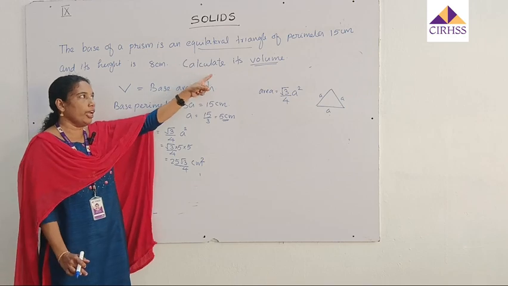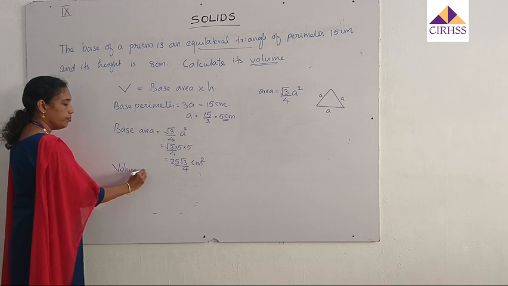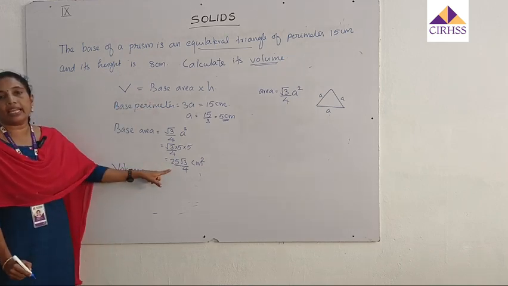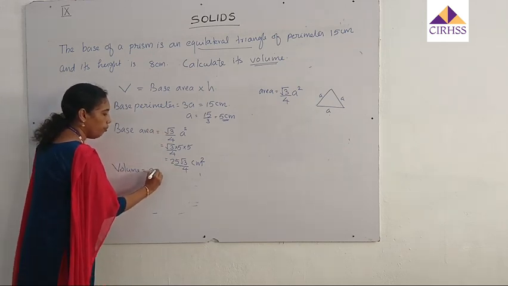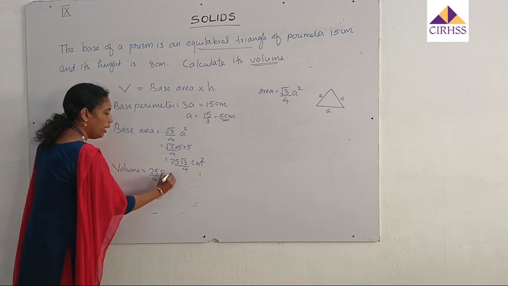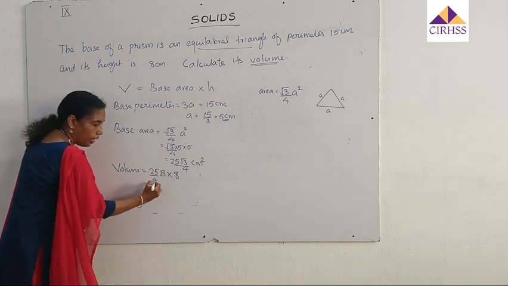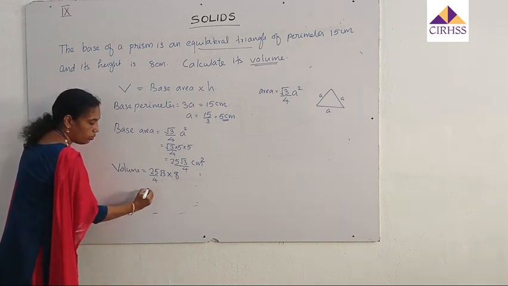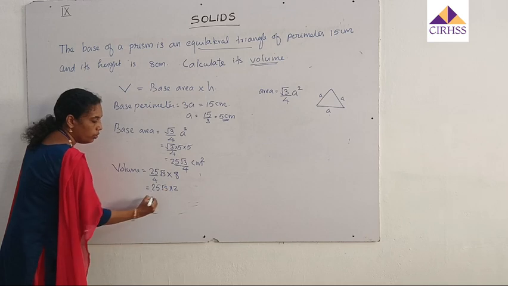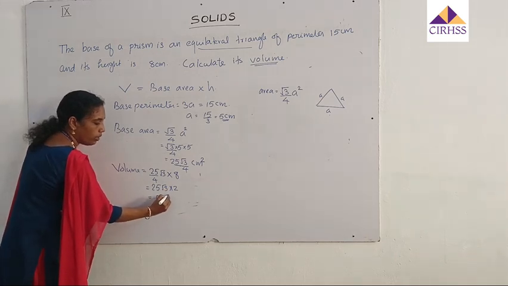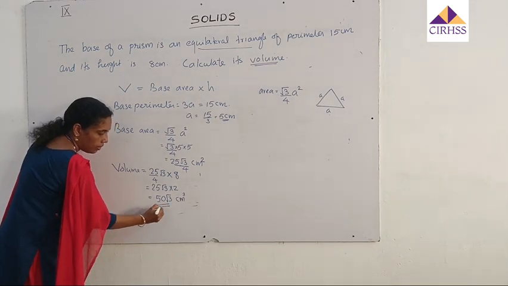Then next we can calculate volume. Volume is equal to base area. What is base area? How much is base area? Yes, we substitute base area as 25 root 3 by 4 into height is 8 centimeter. Therefore, 8 by 4 is 2. We can cancel these. We can write this as 25 root 3 into 2 equal to 50 root 3. Then volume is cubic centimeter.